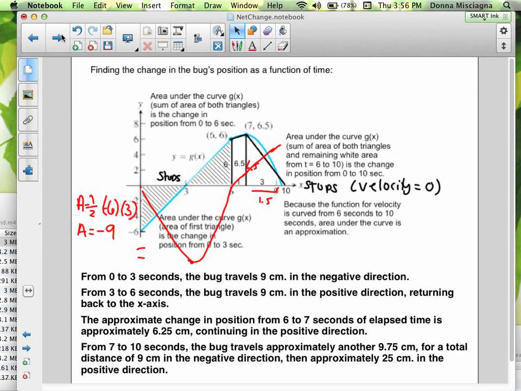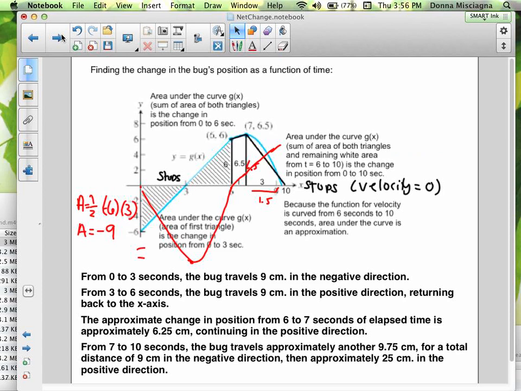So let's take a look at the change of the bug's position as a function of time. Because the area under this velocity curve is going to give us the change in position. Right, so the area under the curve g of x is the sum of all our areas here, all our triangles. Right?